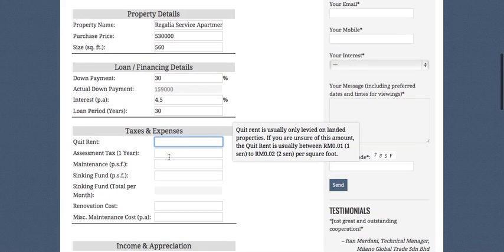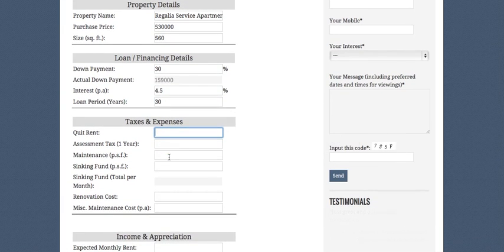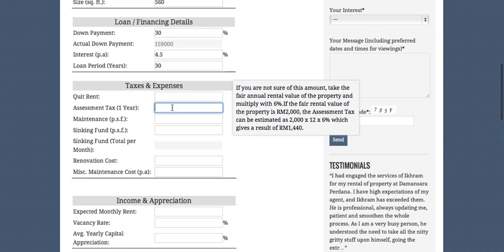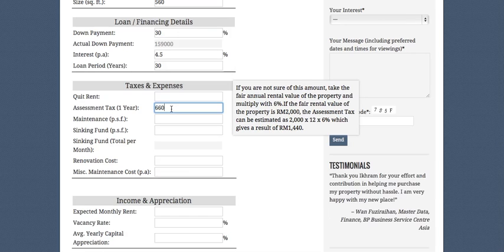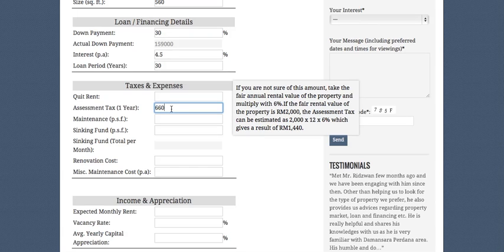I don't have quit rent to pay as this is a condominium. My assessment, I know it to be 660 ringgit per year. If you're unsure of the assessment fee, you can take the fair rental rate of the property, multiply it by 12 and multiply that by 6%. You will generally get an overestimate, but that's okay.